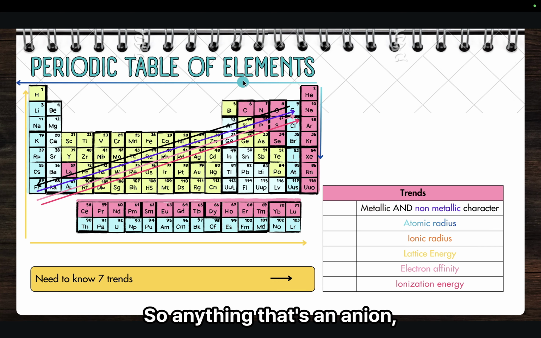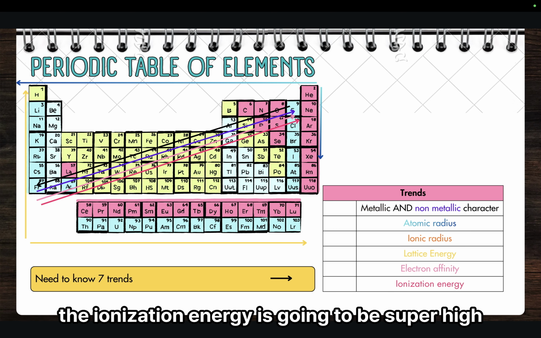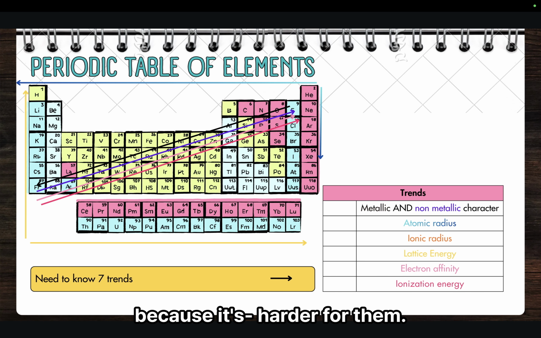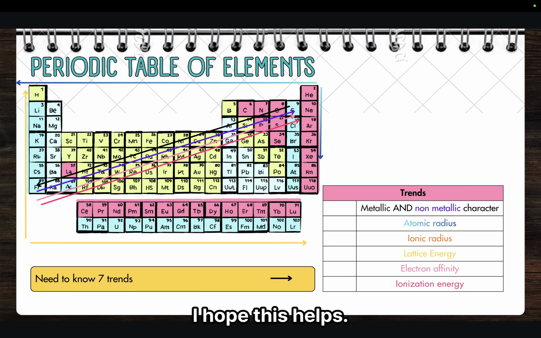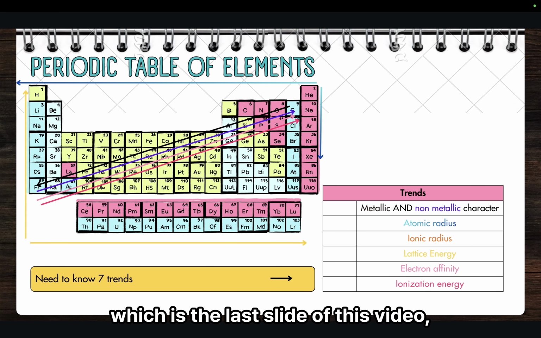So anything that's an anion, the ionization energy is going to be super high because it's harder for them. It requires more energy to force an electron on them since they're so ready to accept one instead. I hope this helps. So that brings us to slide 4, which is the last slide of this video, and this is just practice problems.